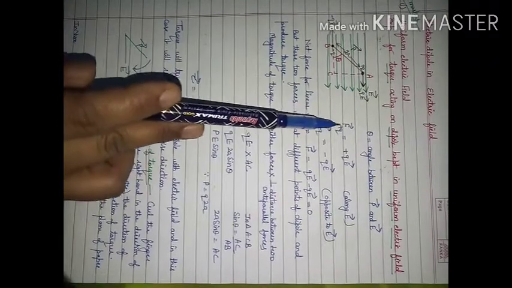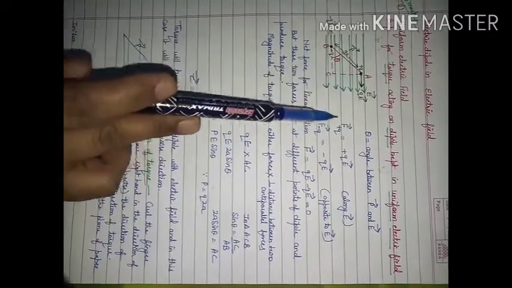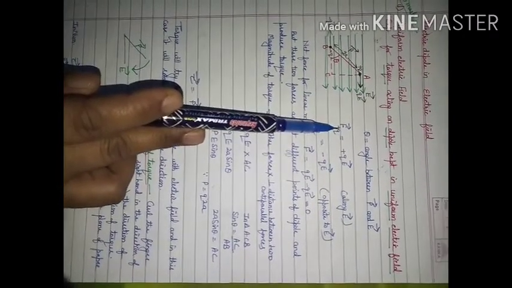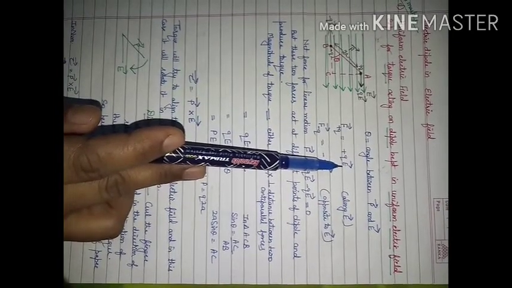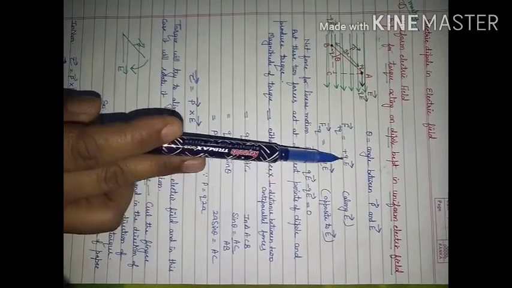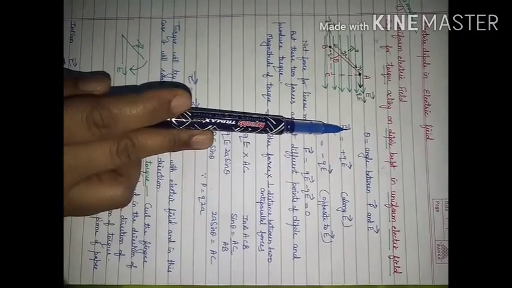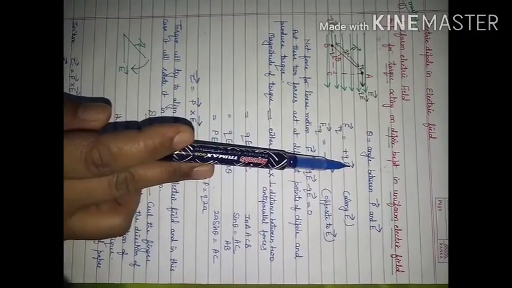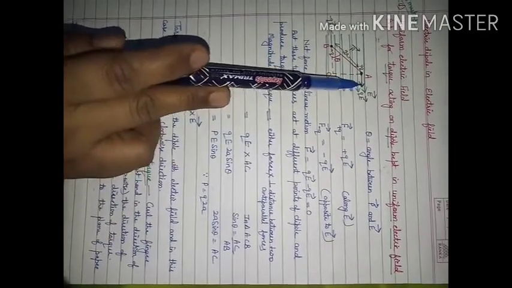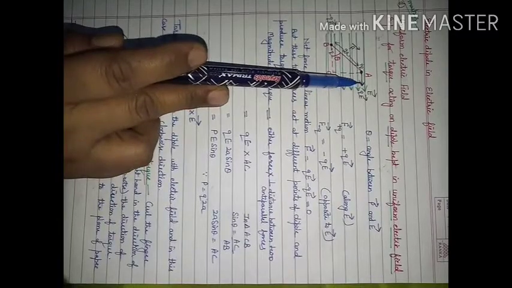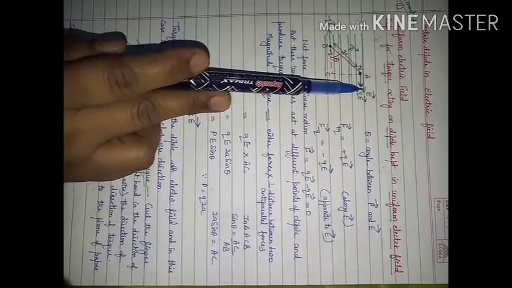So what will be force acting on this positive charge? Force acting on this positive charge will be charge multiplied by electric field intensity. So it will be qE. And direction of this force and direction of electric field intensity both will be the same. So these two directions will be pointing in the same direction.